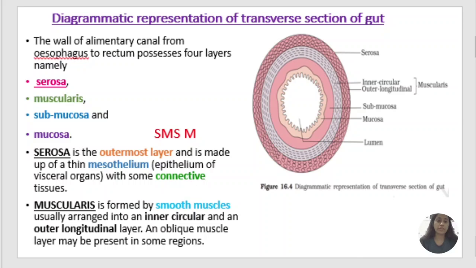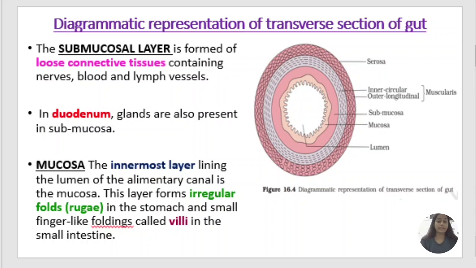So in the image you can see the outermost layer is made up of a thin mesothelium, which is the epithelium of visceral organs with some connective tissues. Then just below the serosa, there is a muscularis layer which is formed by the smooth muscles usually arranged into an inner circular and an outer longitudinal layer. Now an oblique muscle layer may be present in some regions.